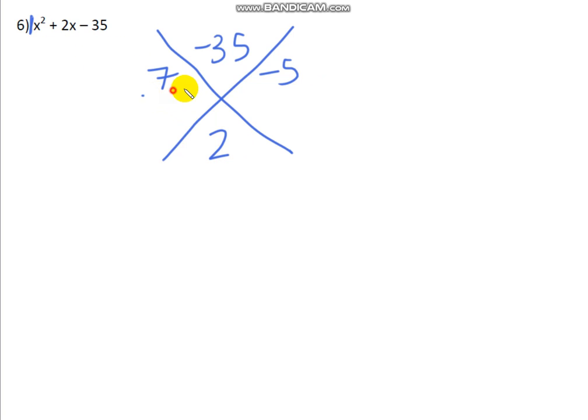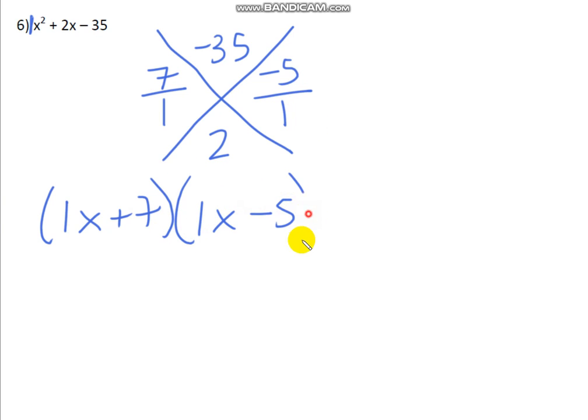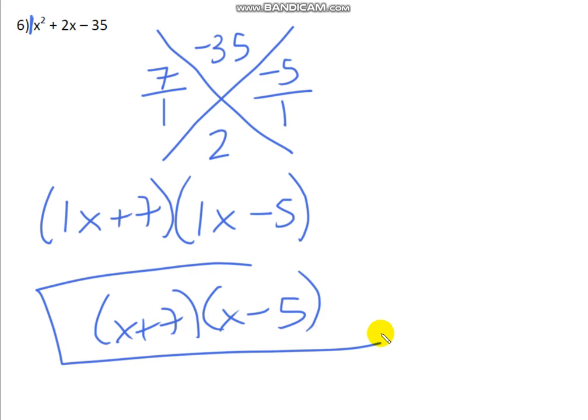Divide each of those numbers by the number that you see in front there, which is 1. So when you factor this, this is going to be 1x plus 7 and 1x minus 5. In other words, when we factor this, this is going to be x plus 7 times x minus 5. And that is basically how you would factor that one.